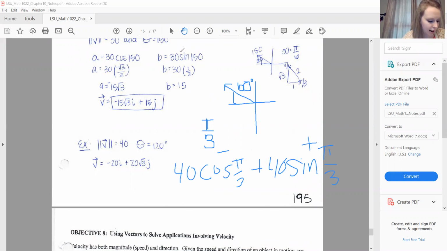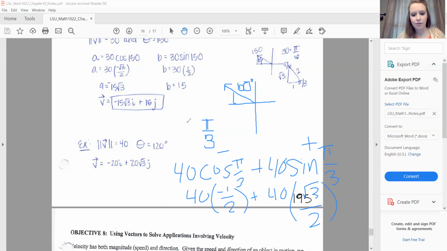So what is cosine of pi over 3? It's 1/2, right? But it's negative 1/2. So basically you got 40 times negative 1/2. And right here, 40 times sine of pi over 3, which is square root of 3 over 2, and it's positive. Okay, so half of 40 would be negative 20. Again, half of 40 times square root of 3, positive 20 square root of 3. Okay. So that's how we got that one.